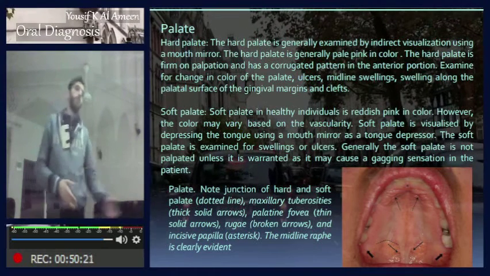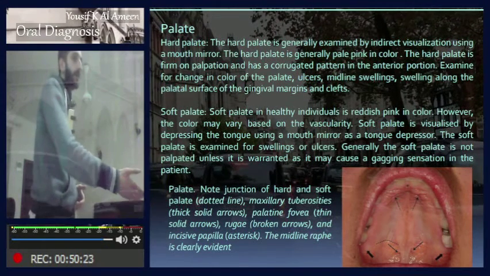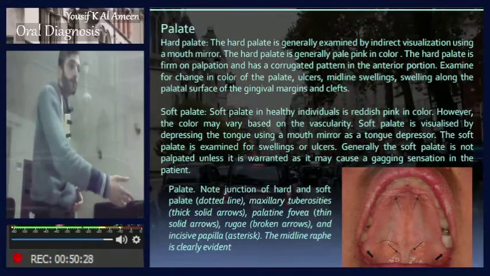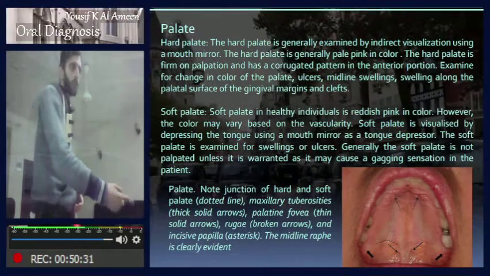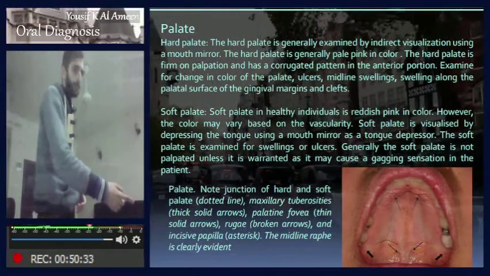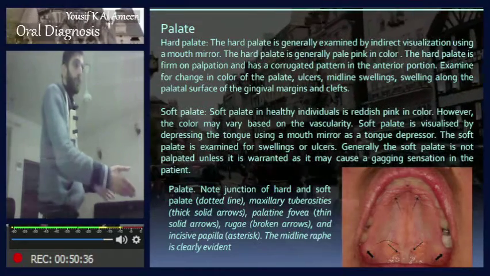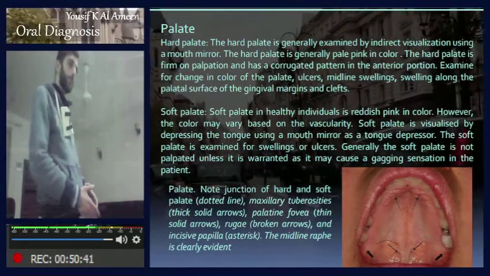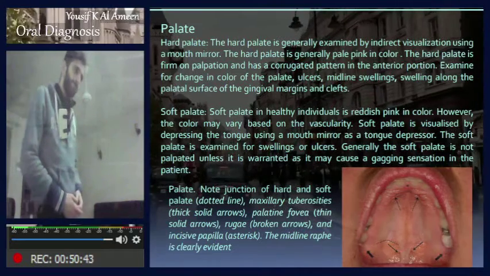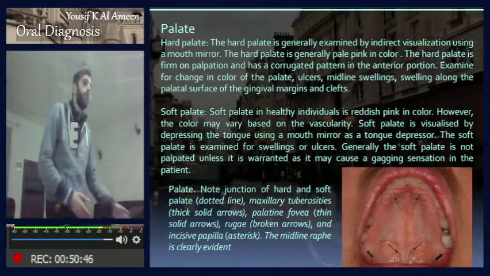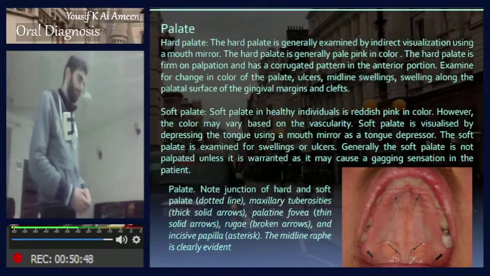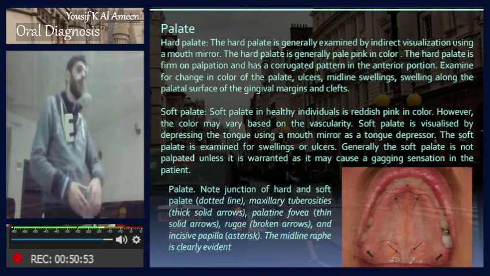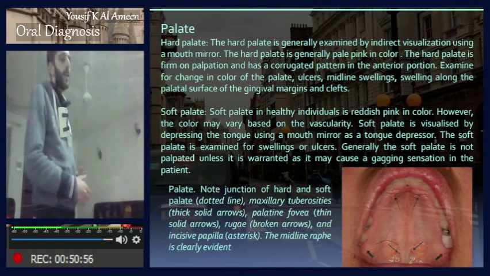Here in the picture of an edentulous patient, we have a palate. Note the junction of the hard and soft palates, dotted lines. Junction between hard and soft palates. Maxillary tuberosity at the end, thin solid lines, arrows. Palatine fovea, thin solid arrows. Between the maxillary tuberosity, we have the palatine fovea, or foveae palatinae.